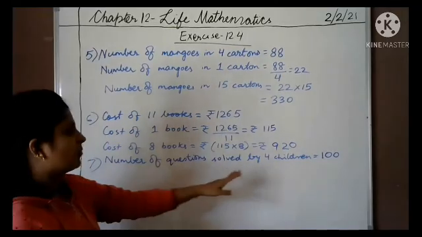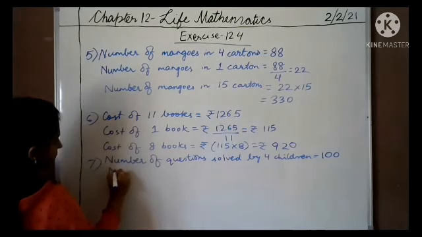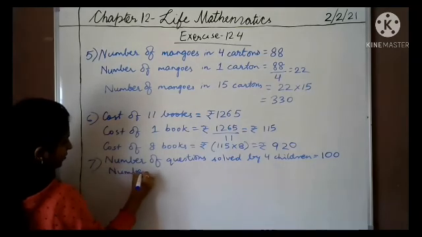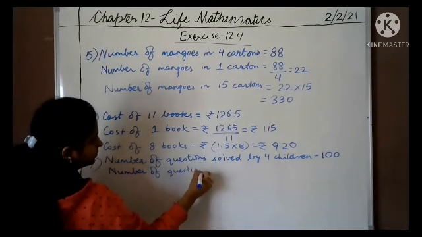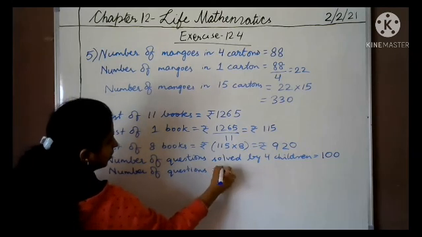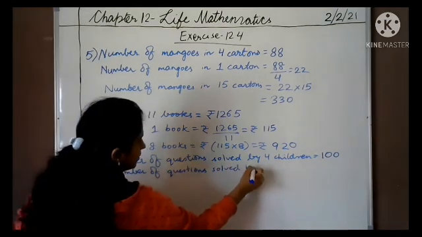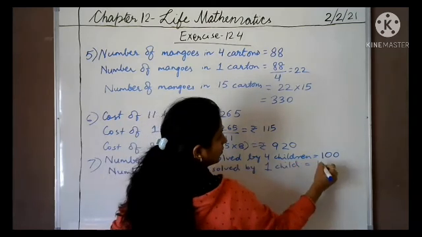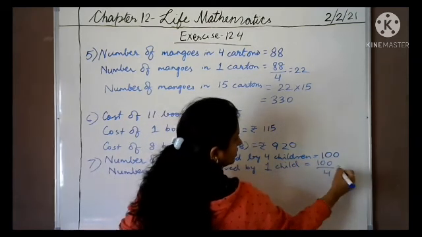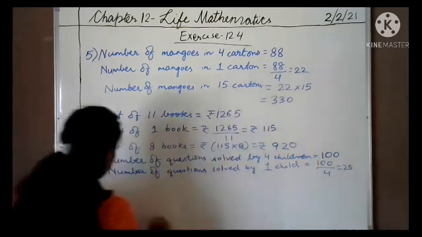Number of questions solved by 4 children is equal to this much. Number of questions solved by one child. So 100 divided by 4, which is equal to 25.